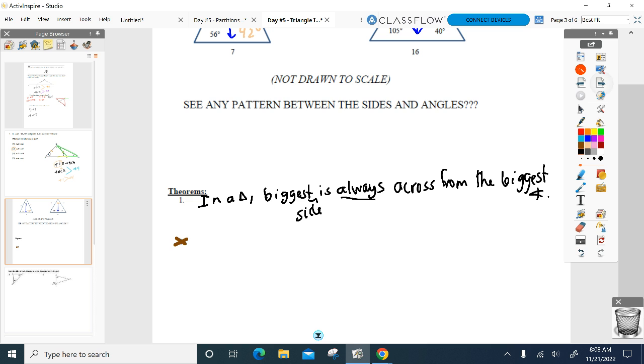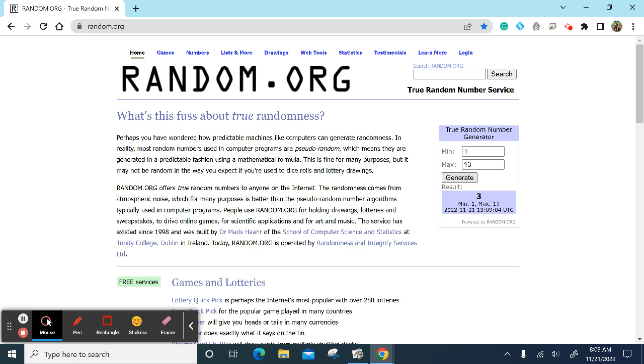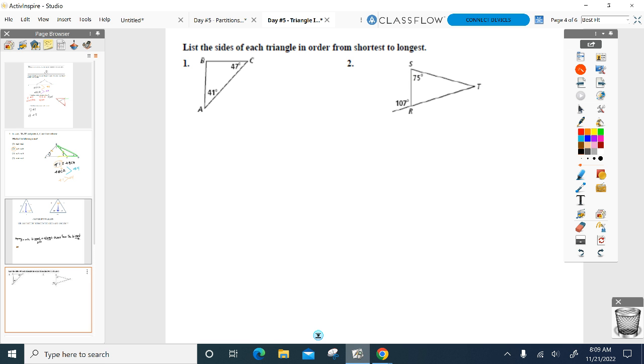All right, let's apply it. Get ready to roll. Get the calculator pumping. I need you to list the sides in order from shortest to longest. So I need to know all 3 angles first. So find that third angle for me. When you get that third angle, let me know. Angle B for number 1: 92. Okay, 92. So we're listing this out from shortest to longest.